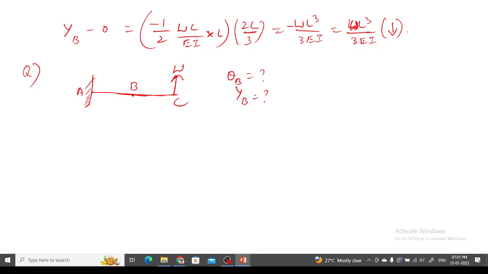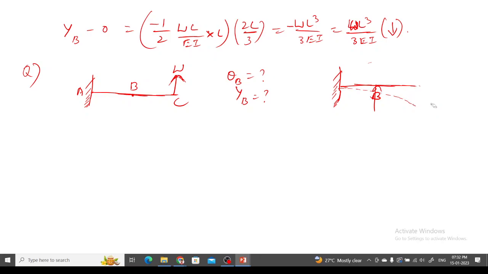For YB, sir, Maxwell we can use. But here we don't have two loads. What you can do is, if you are using Maxwell's theorem, you have to consider another beam, and then find out what is the deflection here at YC when load is acting at point B. Something like that you have to do. This we have seen in the previous class. If the load is acting at point B, you have to find out the deflection at point C. This we have done, right? Yes, sir. Similarly, here I have to do.